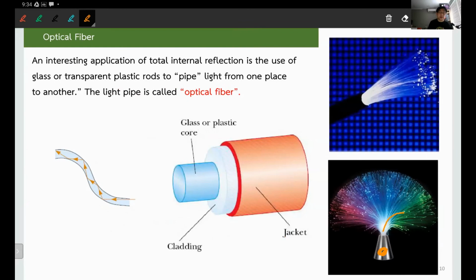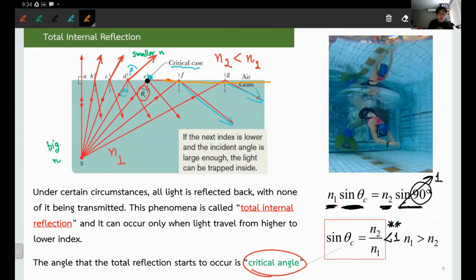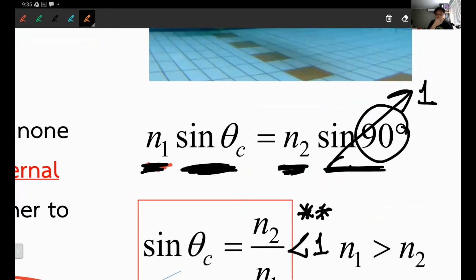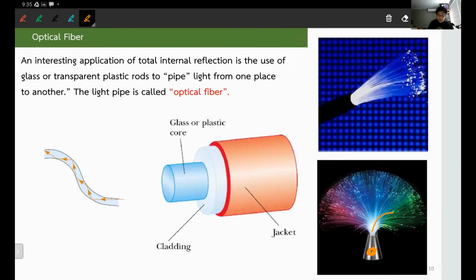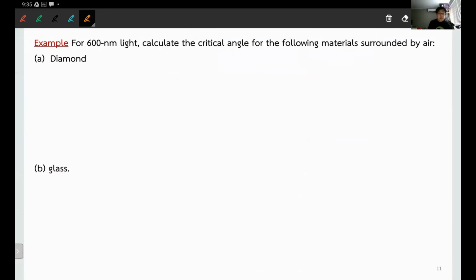However, from the perspective of Snell's law, there's nothing new, right? Because all you're applying is, once again, Snell's law. That's why I'm happy. Once you know how to use Snell's law, you can pretty much do anything you like about refraction at an interface. So let's take a look at one example right here. We have 600 nanometer light. Calculate the critical angle for the following materials surrounded by air. Okay, so let's try it.